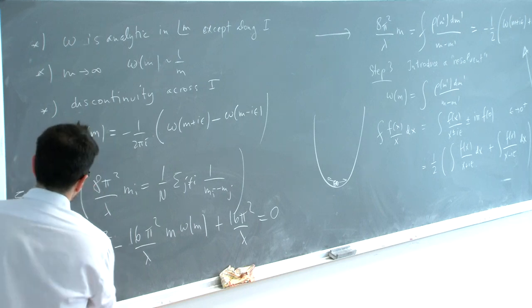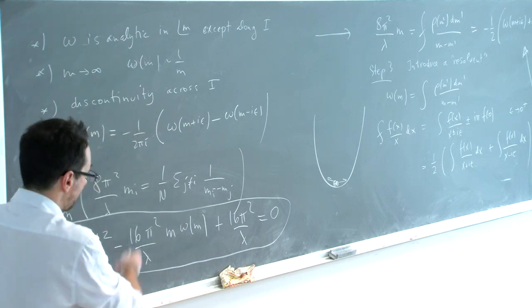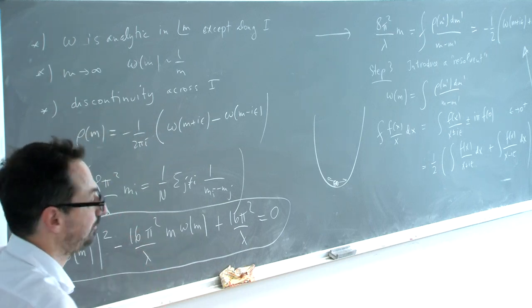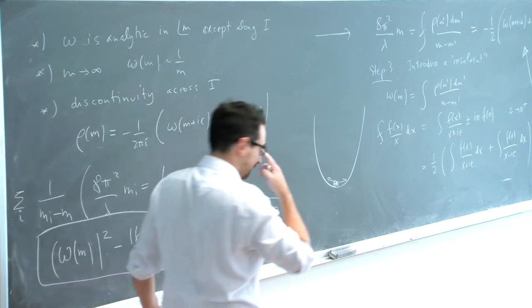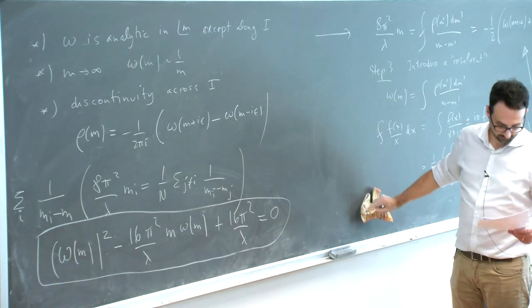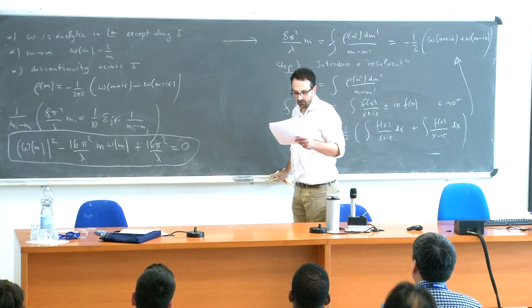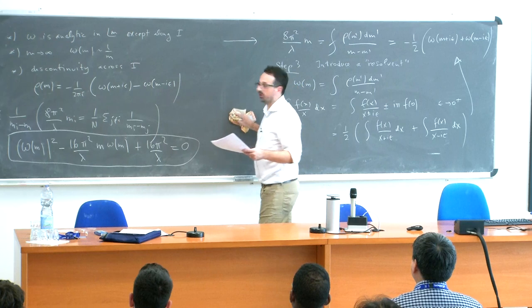Okay, so this is the equation for the resolvent. Now it's an algebraic equation, a quadratic equation for omega of m. I'm almost done. I neglected a 1 over n term that comes with the derivative.